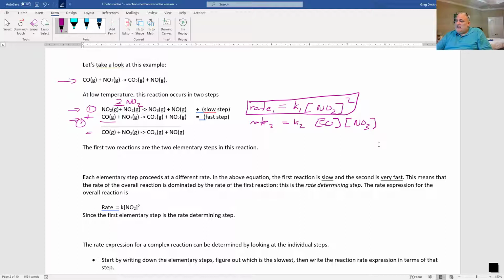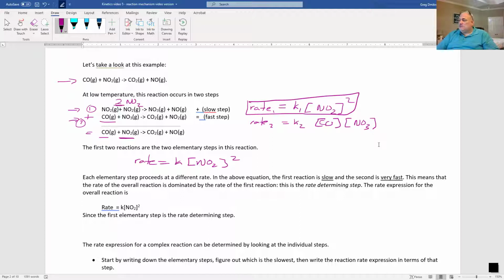And if you take a look at our overall reaction, do you see how there is NO2 in the overall reaction? And what that means is that this rate law that we just did for our slow step, that is the rate law for the overall reaction. So the overall reaction's rate law is going to be this. Rate is equal to K times NO2 squared. Now you may be thinking, well, what about the CO? Well, clearly the CO has an order of 0 because it does not impact our rate in any way.